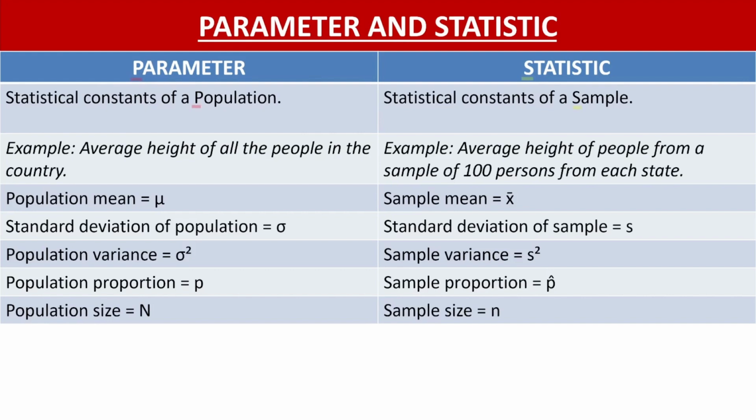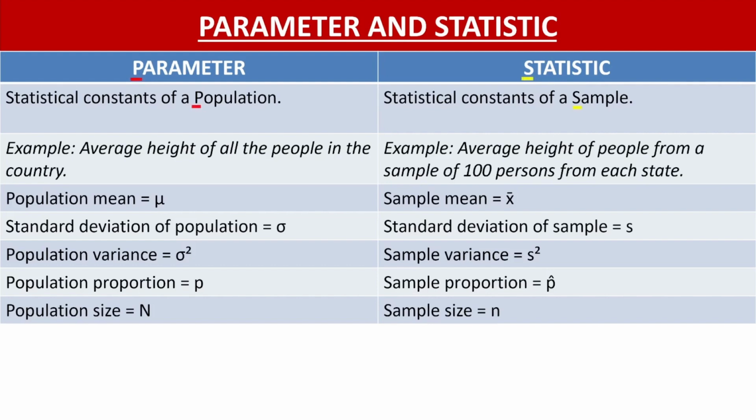Okay, now coming to the various statistical constants. The mean for the population is given by mu. Similarly, the mean for the sample is given by x bar. Standard deviation of a population is given by sigma. Standard deviation of a sample is given by small s.